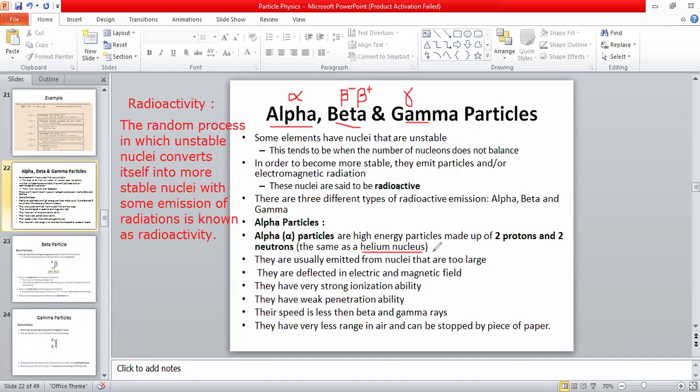Usually their mass is more, so they are deflected in electric and magnetic fields. What it means is that when they are moving in the electric and magnetic field, they get diverged, their path changes. They have very strong ionization ability, they have very weak penetration ability, their speed is very low in air, and they have a very short range in air, and they can be stopped by a piece of paper. So these are the different properties of the alpha particles.